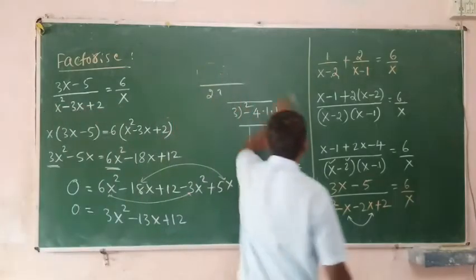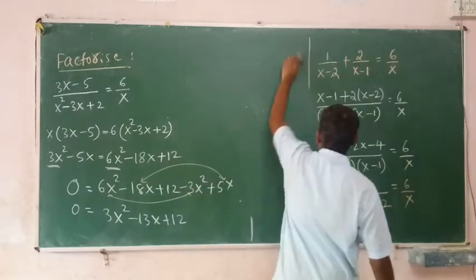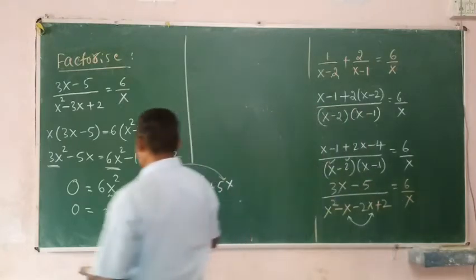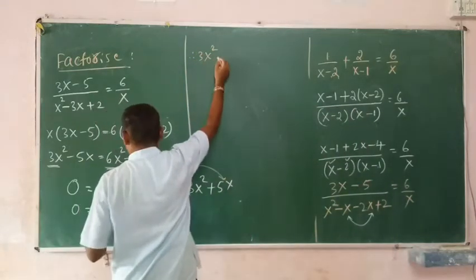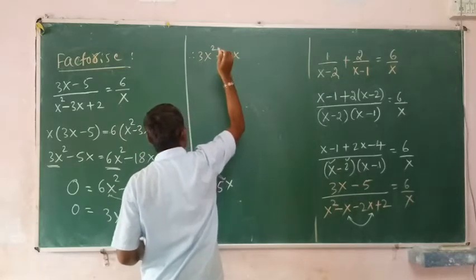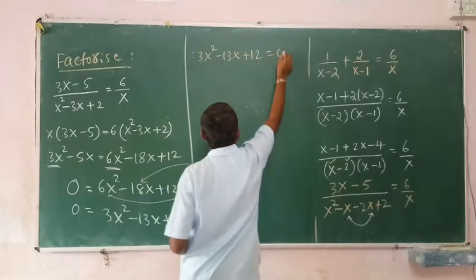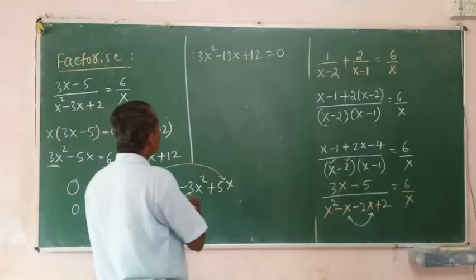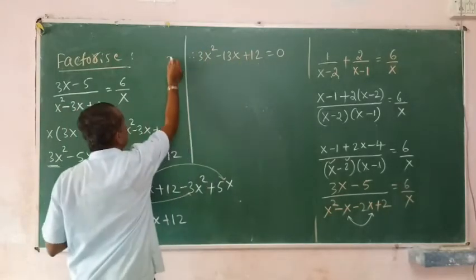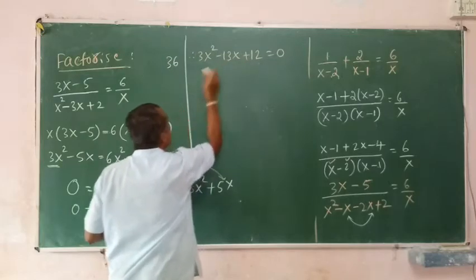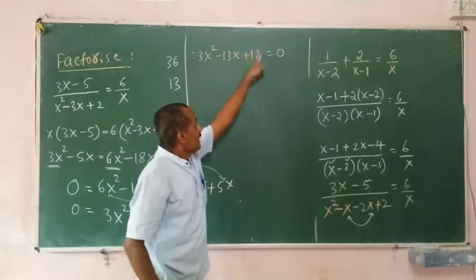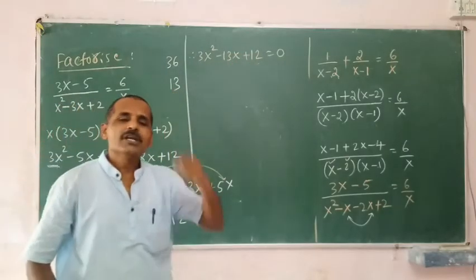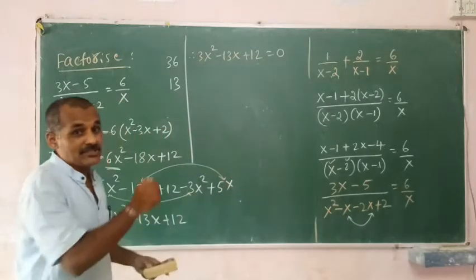Okay. Now, come on. Okay. I can write it like this. Therefore, 3x square minus 13x plus 12 is equals to 0. Okay. I will bring that to the RHS. Now, if you multiply 36, if you add 13, if you get the middle terms, well and good. If you are not getting, go for the formula. But I am getting the middle terms here.